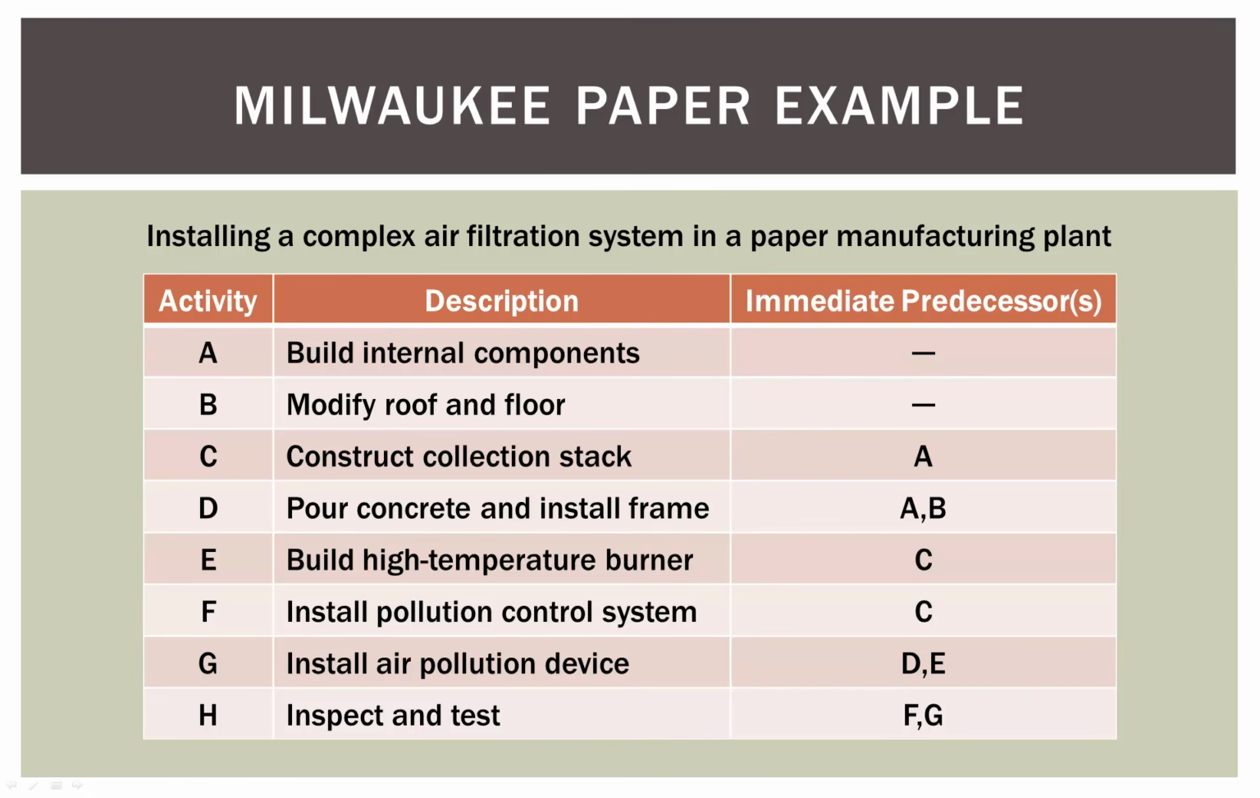Anything that has a predecessor cannot begin until whatever its predecessors are complete. So we have things like build the internal components, modify the roof and floor, construct the collection stack, etc., etc. So we have a number of activities, and some of them have immediate predecessor activities that have to be completed before they can begin. So let's go ahead and open up a drawing program and actually in real time draw the network diagram for this problem.